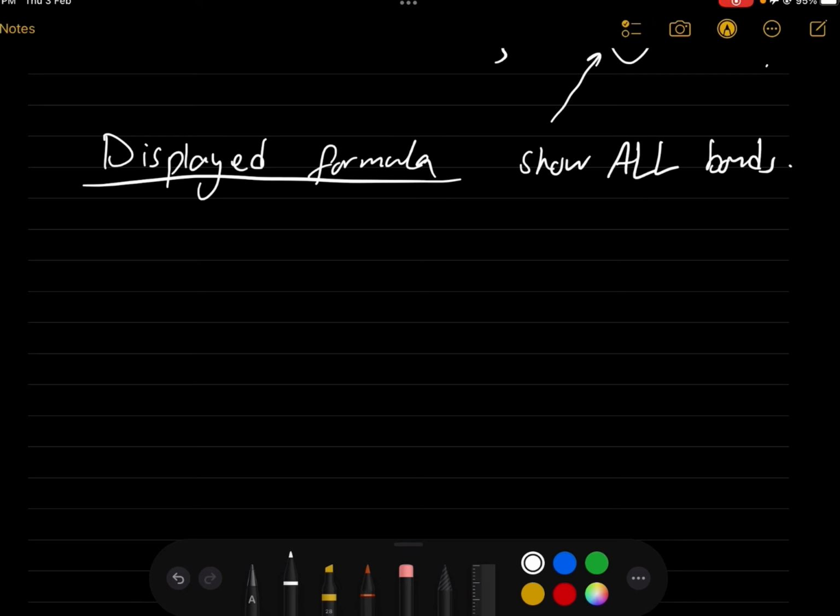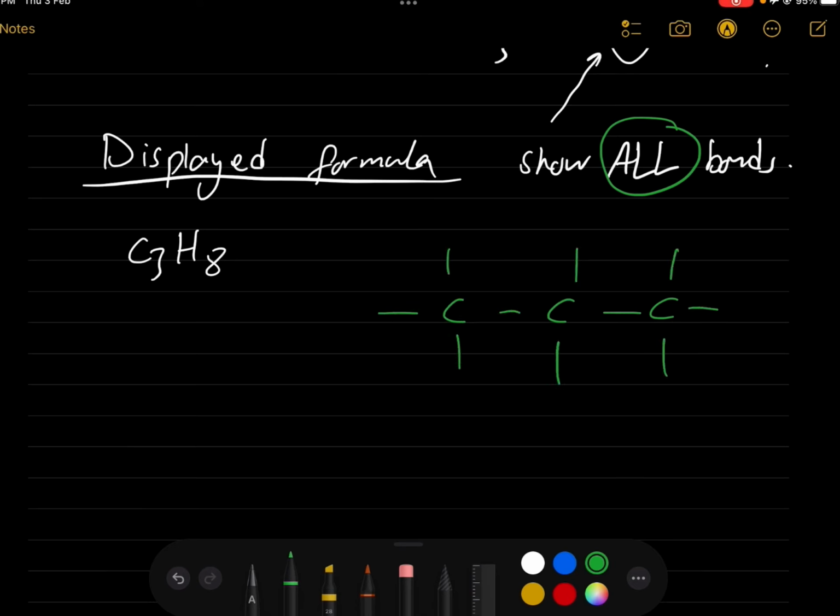For example, if I give you this compound, C3H8, how can I write the displayed formula for this? You have to show me all of these bonds. So this compound looks like this. You're showing me all of the bonds here. You can write all of the hydrogens in this case, this way. So this is the displayed formula.